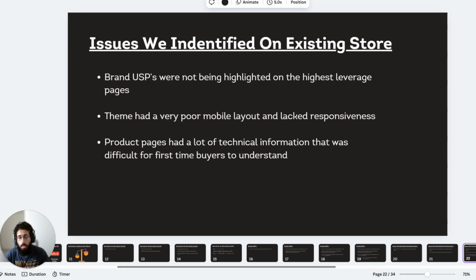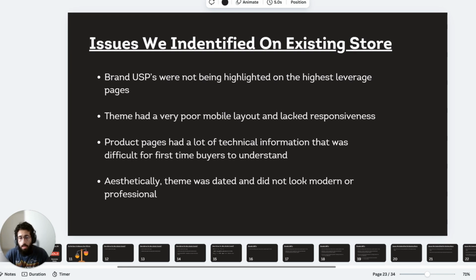So in this case, again, it was a technical product, and we didn't want to overwhelm people with that information, and we wanted to improve the user journey and improve the user's ability to understand the product without having to contact someone or spend a bunch of time on the website or do their own research. And then aesthetically, the theme was dated and didn't look modern or professional.